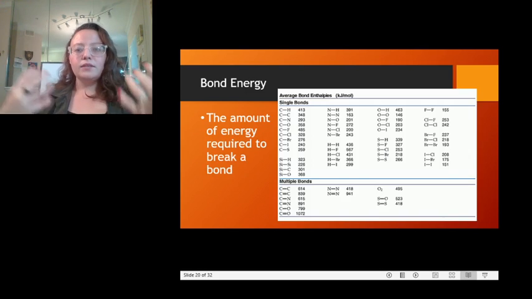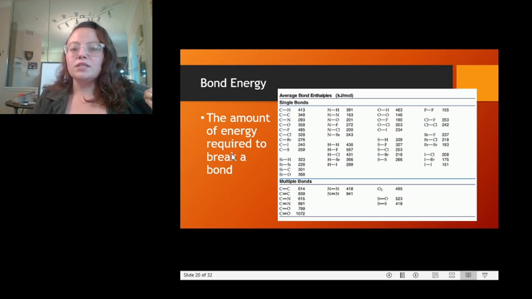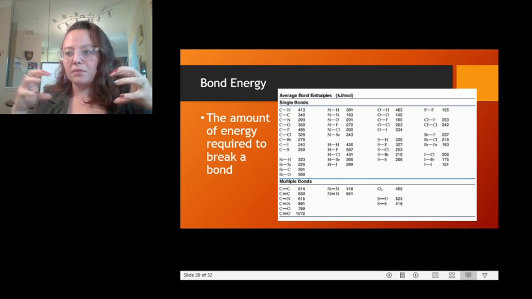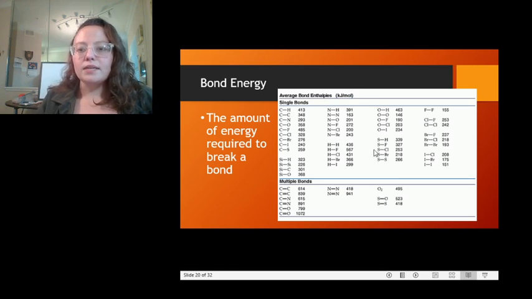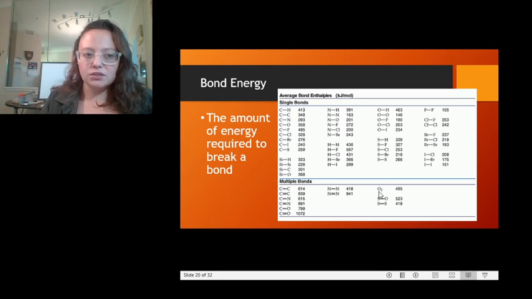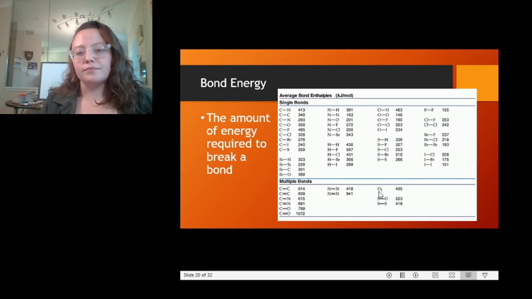And so bond energy, the number that we're going to use, is the amount of energy required to break a bond, because that's what we can measure. We can throw a bunch of energy into a system and determine if the bonds are broken or not. And so we know we need 413 kilojoules per mole, that'll be important later, not right now, to break a carbon-hydrogen bond. We need 495 kilojoules per mole to break oxygen gas bonds.